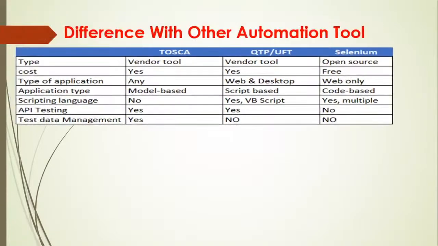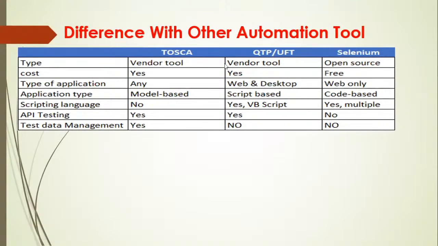Now the differences, team, you know very well, right? What are the differences between Tricentis TOSCA and other automation tools? It is a vendor tool. Vendor means the author of this TOSCA is the Tricentis company. Now tell me, who is the author of UFT? This is also a vendor tool. Which company does it belong to? HP. UFT, QTP belongs to HP.